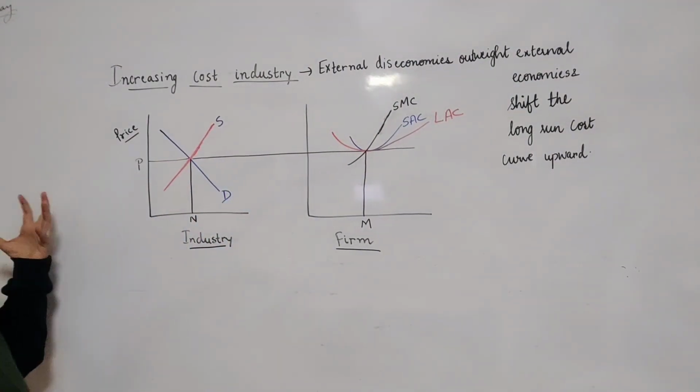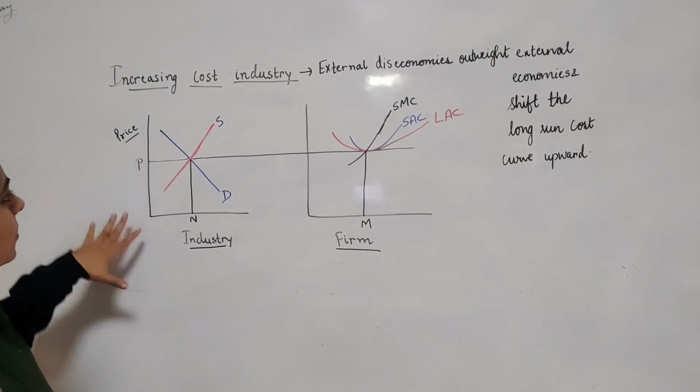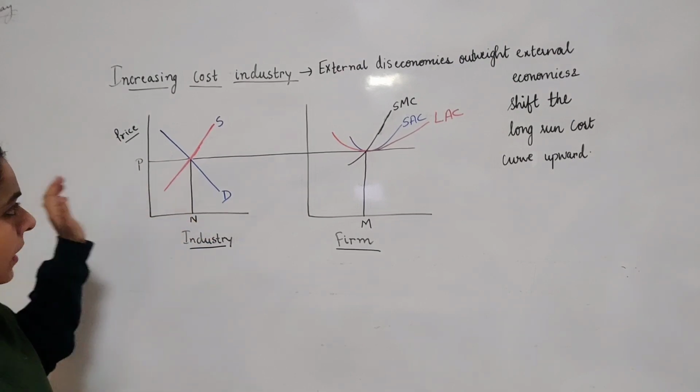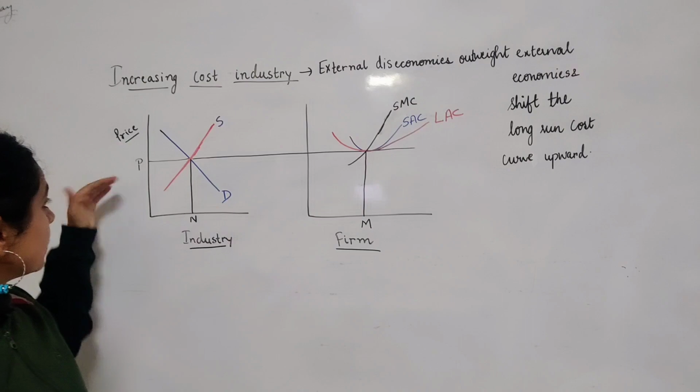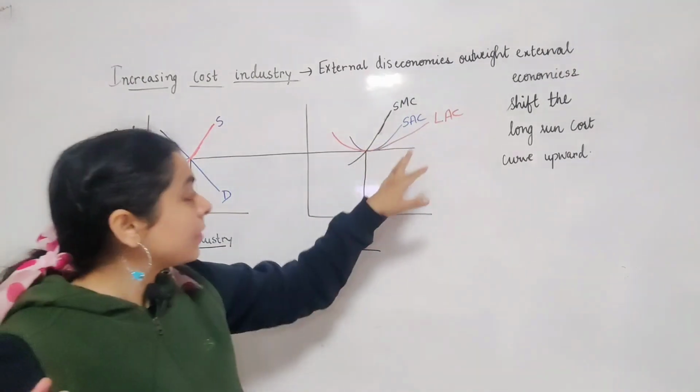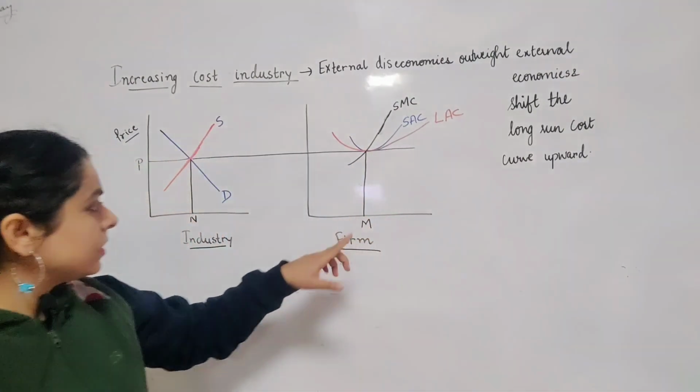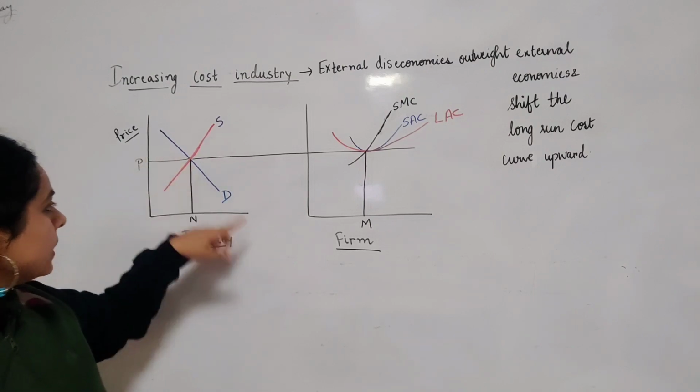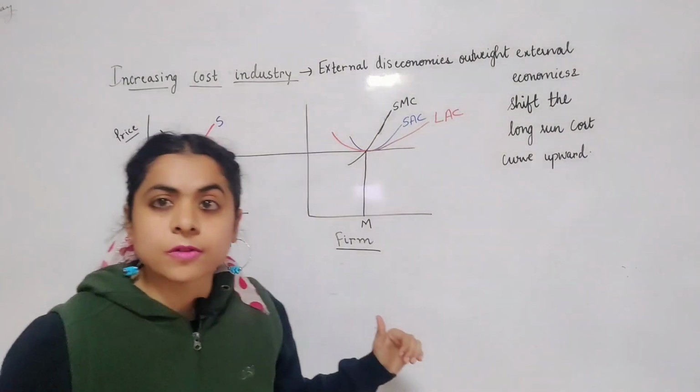So here the long run price is P, and as we can see, this price is equal to the long run average cost, and given the demand condition, this is the long run price for the firm.